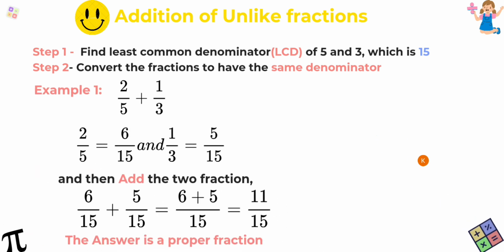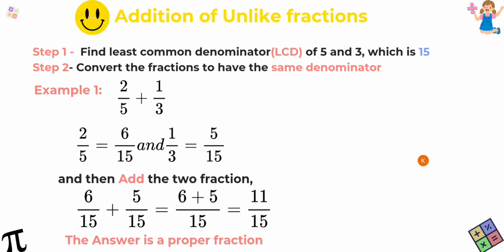Addition of unlike fraction. Example 1. We're given 2/5 plus 1/3 as the problem, which is an unlike fraction. So for us to solve this, the first step we take is to find the common denominator, and the common denominator of 5 and 3 is 15.